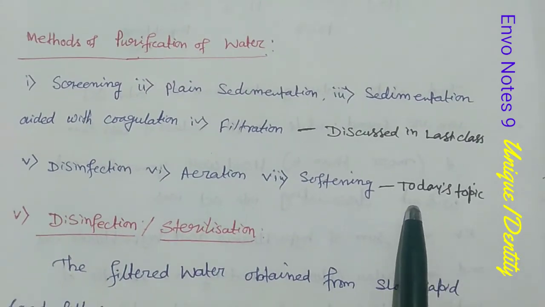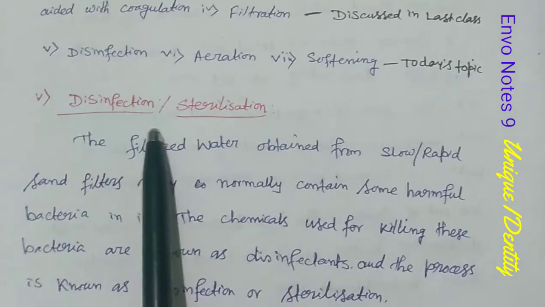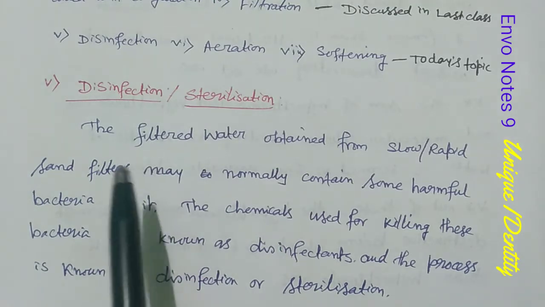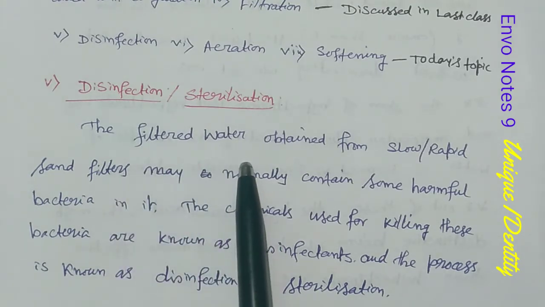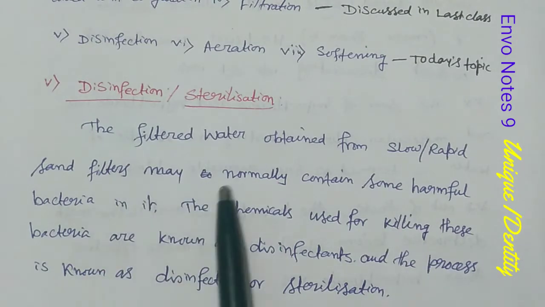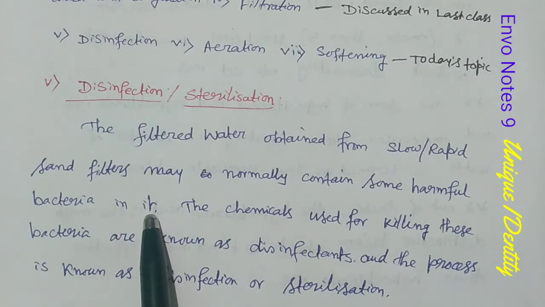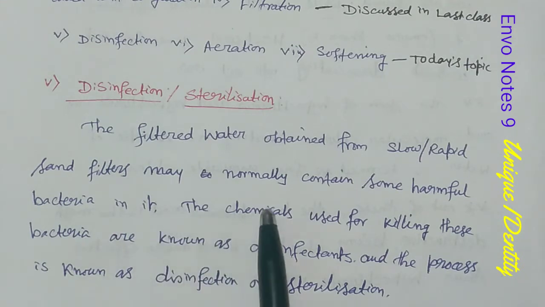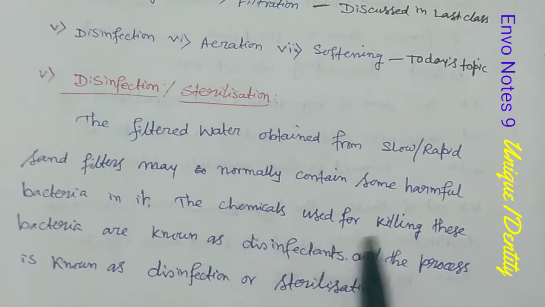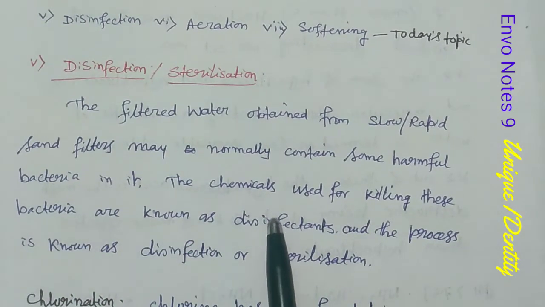Let's start with today's first topic, that is disinfection or sterilization. The filtered water obtained from a slow or rapid sand filter may normally contain some harmful bacteria. The chemicals used for killing these bacteria are known as disinfectants.